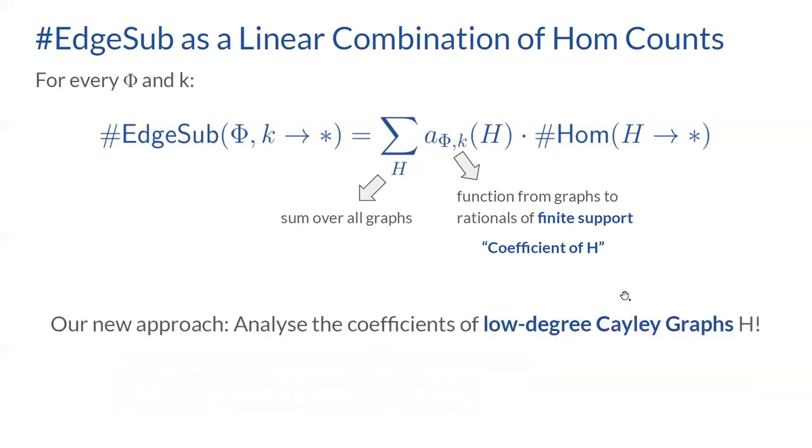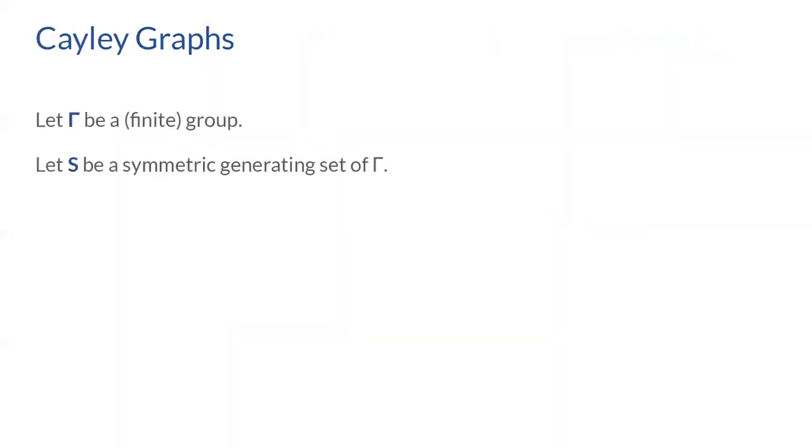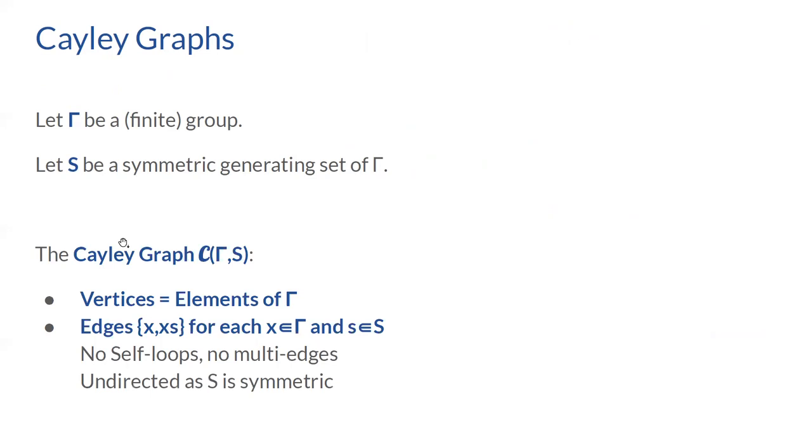So we cannot hope to get an easy condition on finding out when those coefficients are zero and when they are non-zero. But in this work, we found out that we can actually analyze the coefficients of low-degree Cayley graphs quite easily. So what is a Cayley graph? Given a finite group gamma and a symmetric set of generators of gamma, the Cayley graph has as vertices the elements of the group and an edge between x and xs for every element x of the group and every element s of the symmetric generating set.